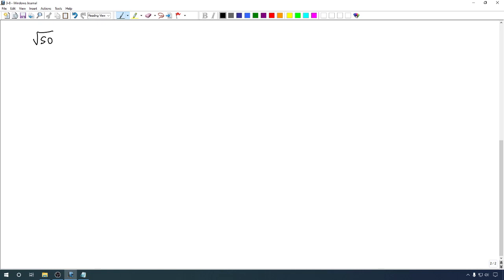Well, the first thing we can notice is that 50 is quite close to 49, and 49 is in fact a perfect square. The square root of 49 is 7. We're going to use this 49 as our starting point, our x. Say x is 49.